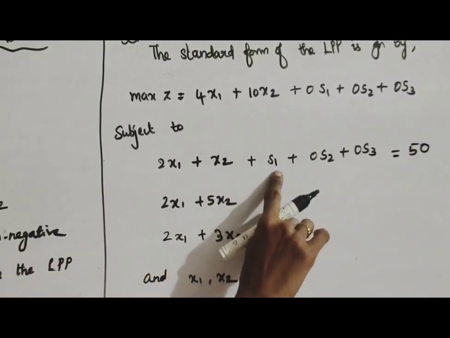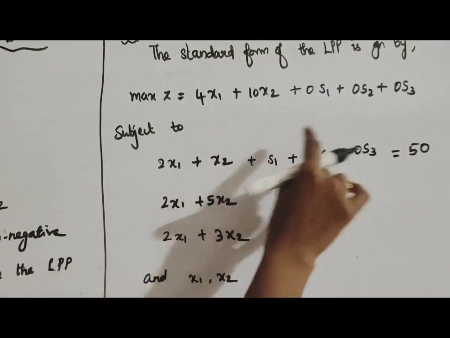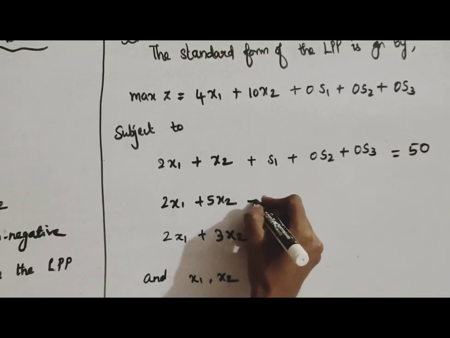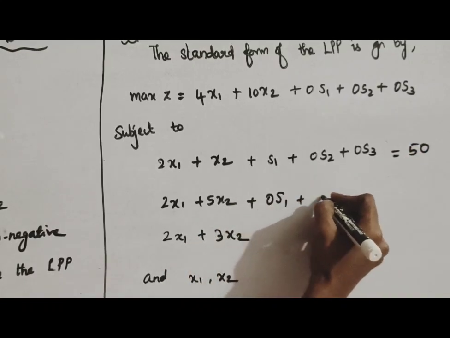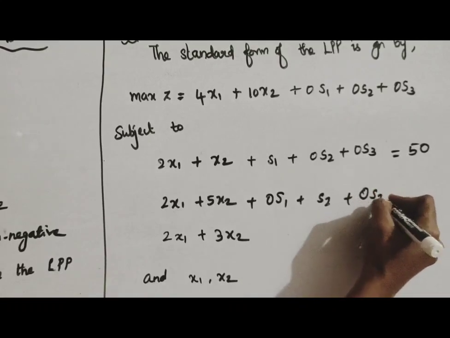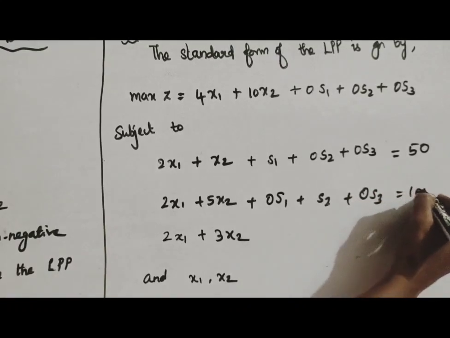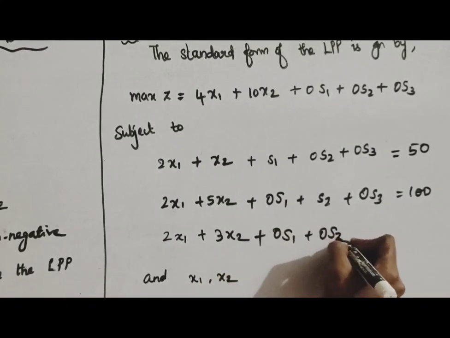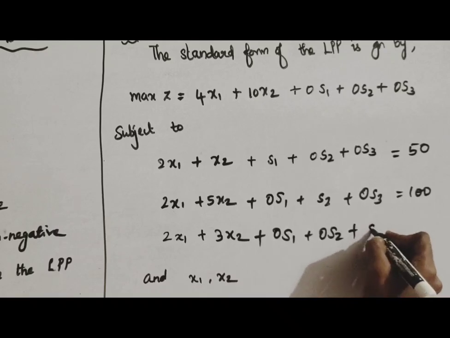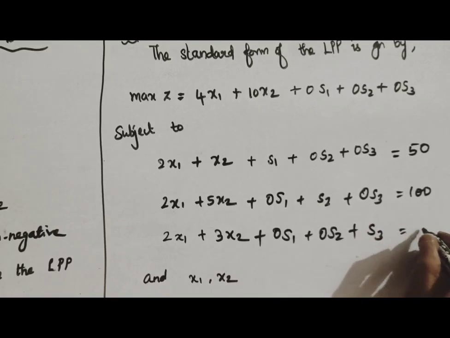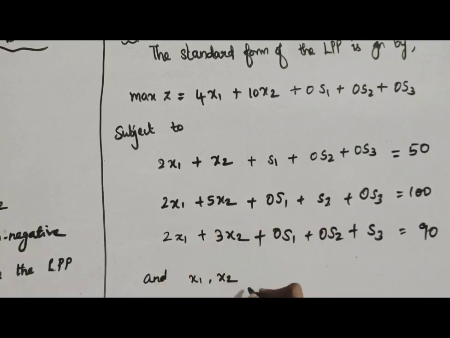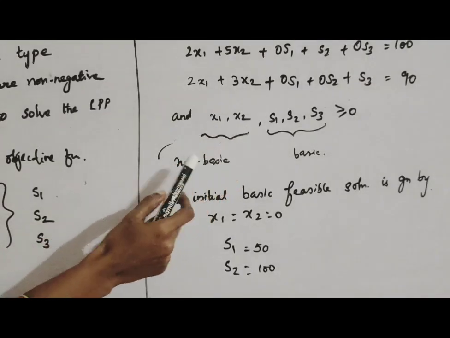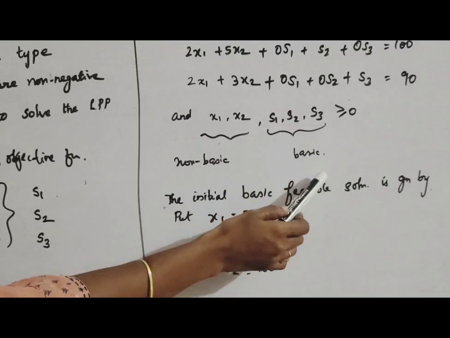By introducing the slack variables, you are converting that inequality into equality form. Here 0 s1 plus s2 plus 0 s3 is equal to 100, and this one is 0 s1 plus 0 s2 plus s3 is equal to 90, and x1, x2 and s1, s2, s3 are all greater than or equal to 0. Here x1 and x2 are non-basic variables and s1, s2, s3 are basic variables.